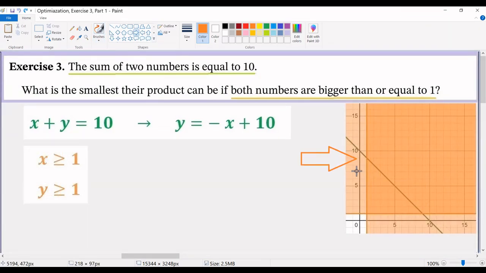Visually, we can start seeing possible optimization values. One at 1, 9, and another one at 9, 1. We will keep these in mind as we continue doing the problem.